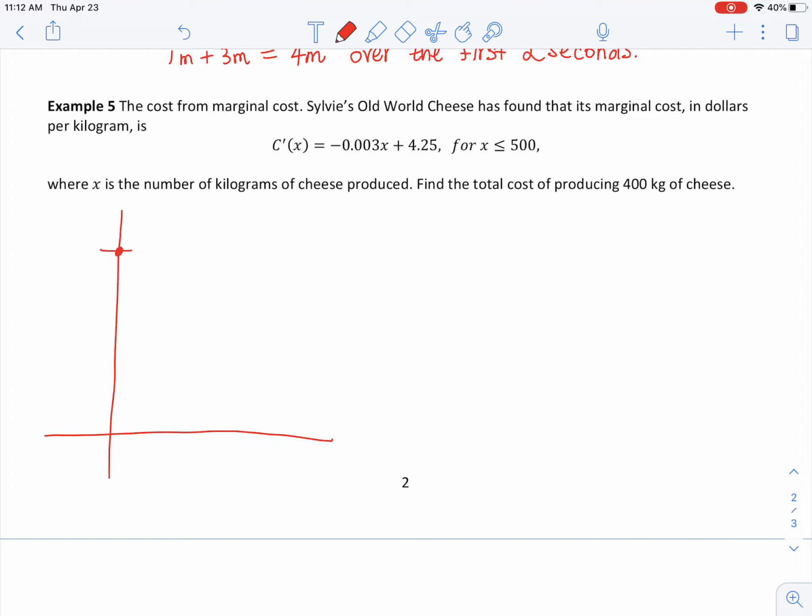They want the total cost of producing 400 kilograms of cheese. And today, we're doing this graphically. I'm going to do this graphically. So let's graph C prime of x. I don't have to rewrite this.